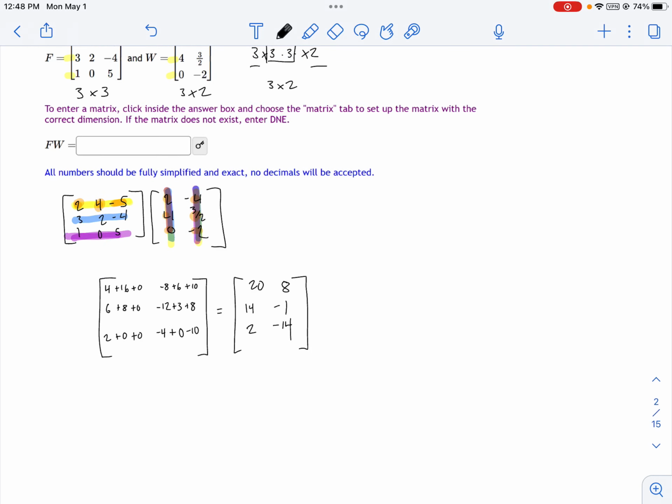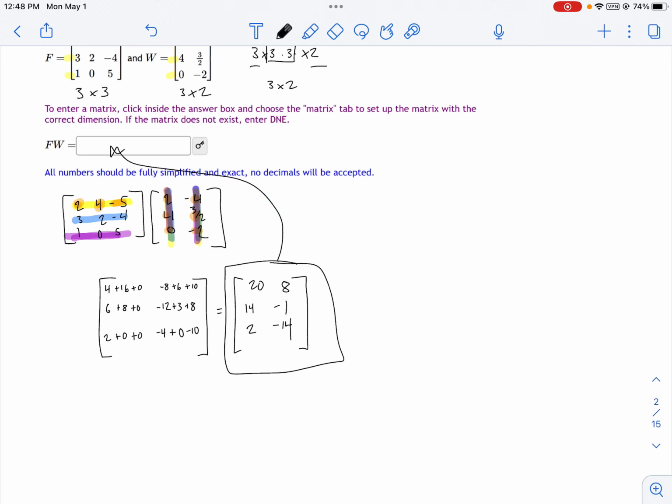Now, in order to enter the matrix, all you do is click on this box. There will be a drop down right here. It's like the third little ribbon over. It'll say matrix. I would just start with a 2 by 2 matrix, then add another row to get a 3 by 2 matrix. And then you would take this and put it right into your answer box.